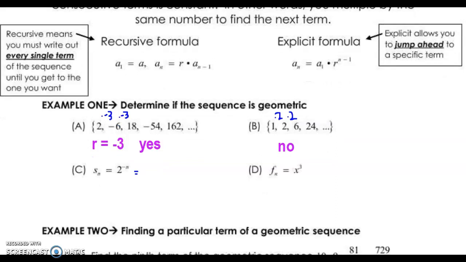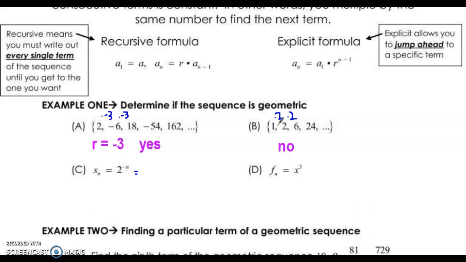First we have to determine if the sequence is even geometric. So basically you just have to look and see, can I find a number where I take a term and multiply it by the same number each time and I get every single term in the sequence? In A, the answer is yes, because if I multiply 2 by -3 and then -6 by -3 and so on, I'll get the next term in the sequence. So the answer to A is yes, and they're also showing you the ratio is -3.